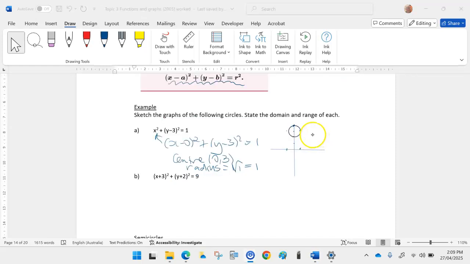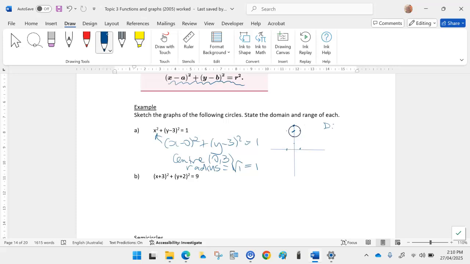Here's my best attempt at a circle with center (0, 3) and a radius of 1. What's its domain and range? The domain, of course, is all its x values. So they would range between one more than x equals 0 and one less than x equals 0. Remember, 0 is the x coordinate of my center, and it's a radius of 1, so it's 1 more than 0, it's 1 less than 0.